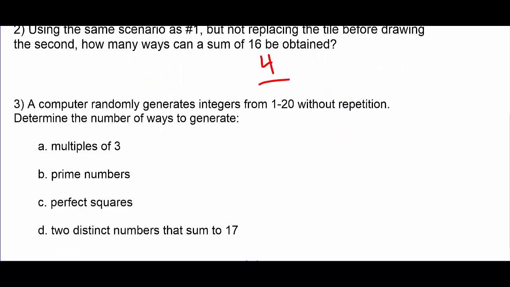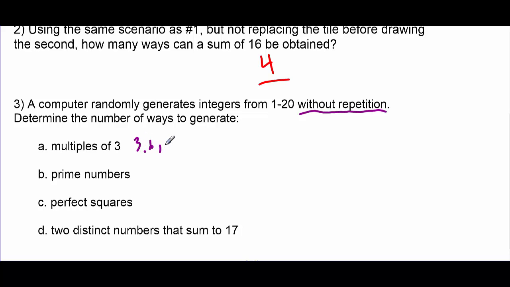Okay, so let's look at number 3. This time a computer is randomly generating integers from 1 through 20 without repetition. Determine the number of ways to generate multiples of 3. Now I underlined without repetition. Again, that's a key thing at some point. It's something you have to consider.